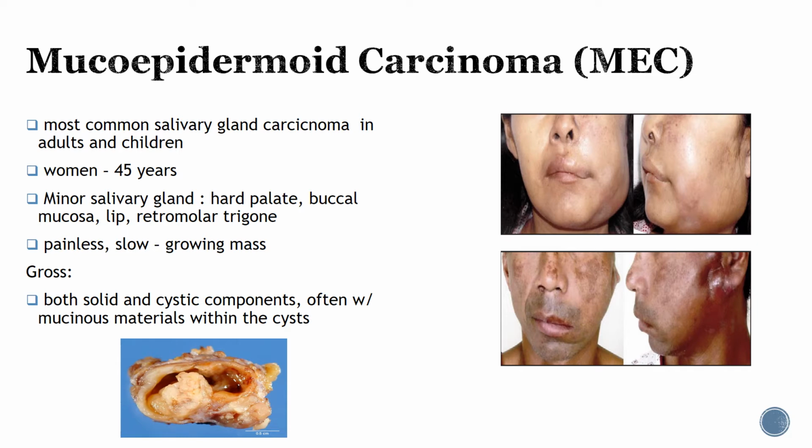This can arise from a minor salivary gland in the oral cavity, particularly in the hard palate, buccal mucosa, lip, and retromolar trigone. Patients usually come for medical attention with a painless, slow-growing mass, and they usually have both solid and cystic components, often with mucinous material within the cyst.